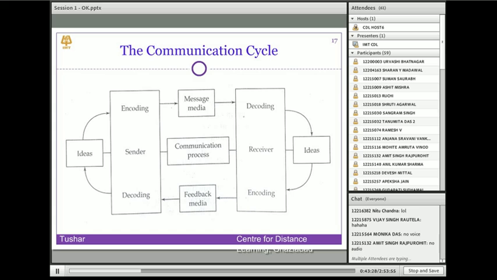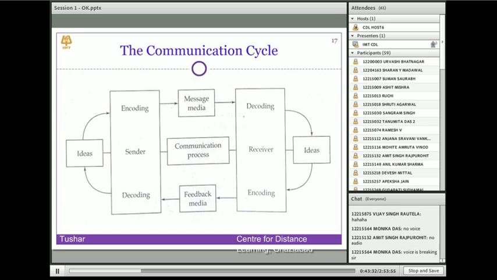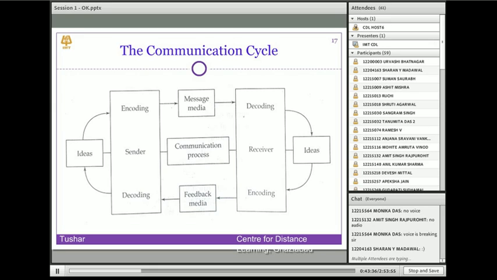That's my point. So now the communication cycle is like this. It begins with the idea, goes to encoding, goes to decoding, then the receiver, then feedback, and then back to the cycle. It's a cyclical process of communication. Okay, next slide.